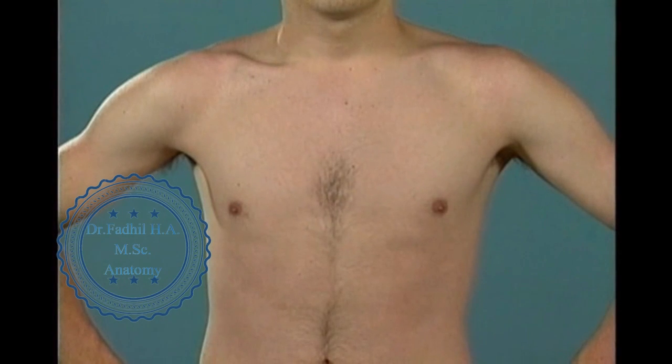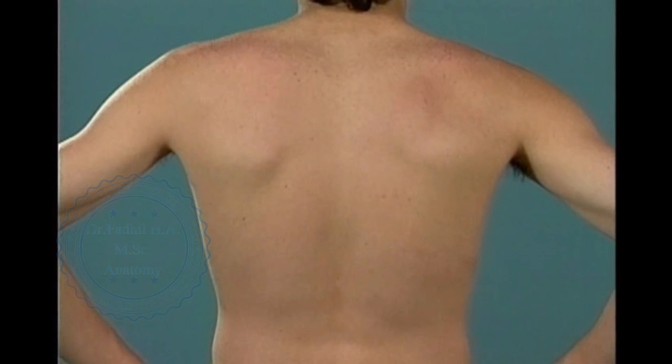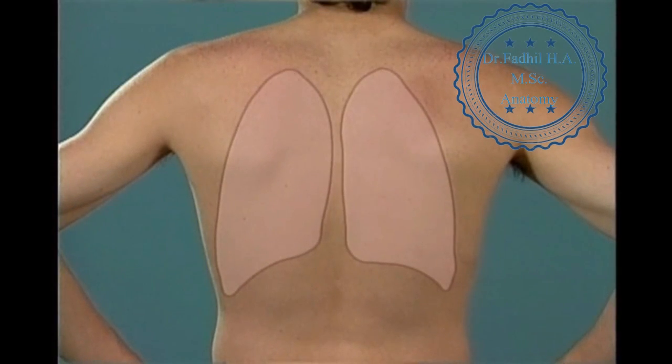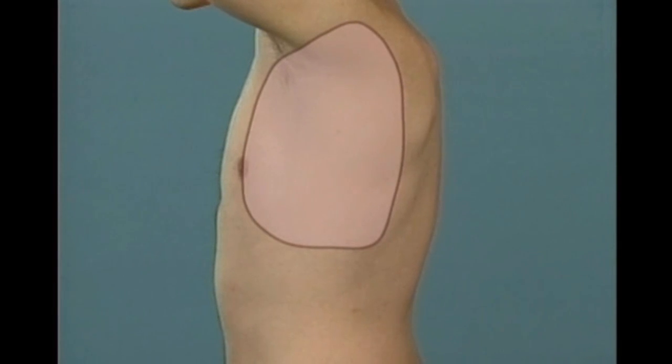Seen from in front, the lungs are here. Seen from behind, they're here. Seen from either side, the lung is here. A large part of each lung lies behind the heart.